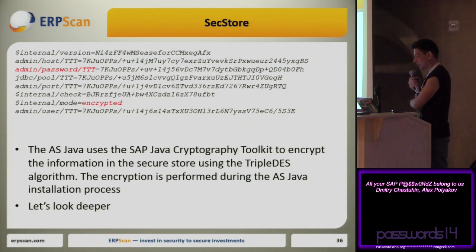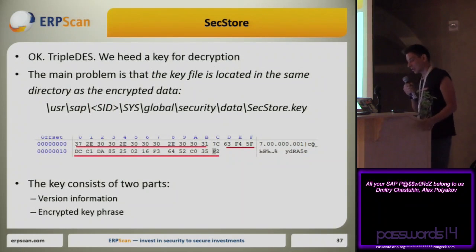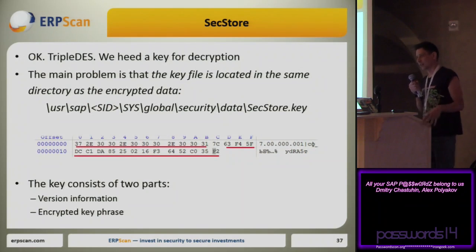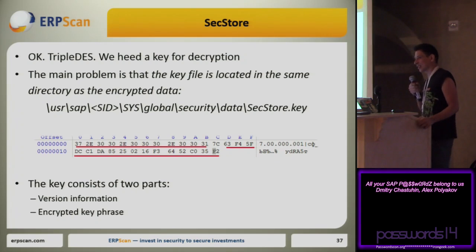Okay, now we probably need a key to decrypt this data. Here is the main problem of the Java security storage: the key file is located in the same directory as the encrypted data, in the file SecStore.key. That's why if an attacker can read the file with encrypted data, he can also easily read the key to decrypt everything. If we look deeper at this key file, we will see it consists of two parts: version information and an encrypted key phrase.